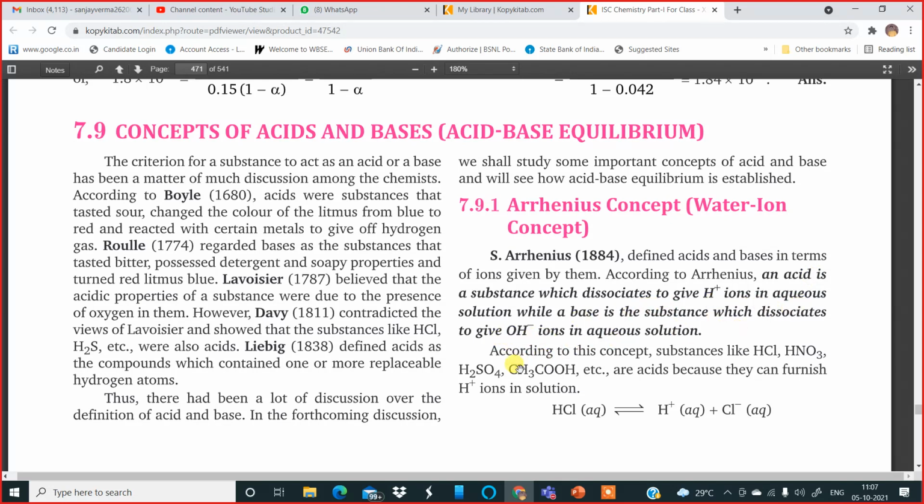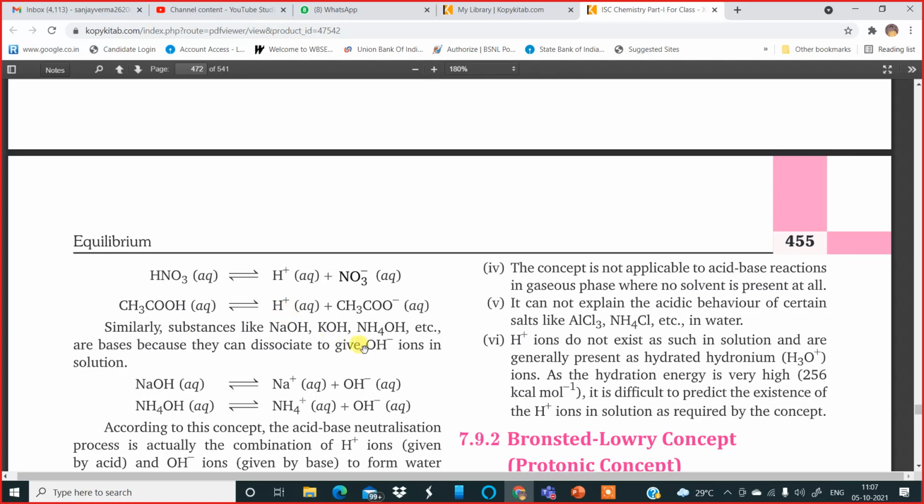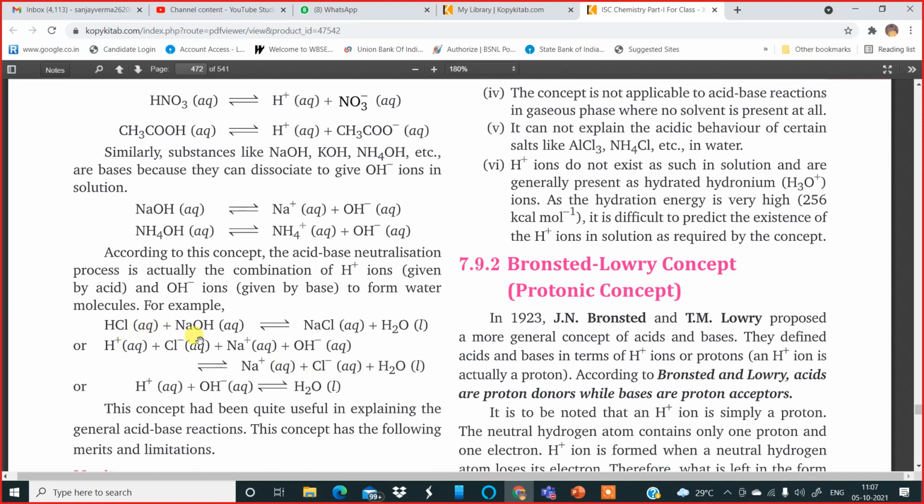So in the Arrhenius concept, acids produce hydrogen ions and bases produce what? Hydroxyl ions. According to this concept, the acid-base neutralization process is the combination of H plus ions and OH minus ions to form water molecules. If you react an acid with a base, it produces salt and water, because the H plus from the acid and the OH minus from the base combine to form water molecules. That is how we understand it according to this concept.